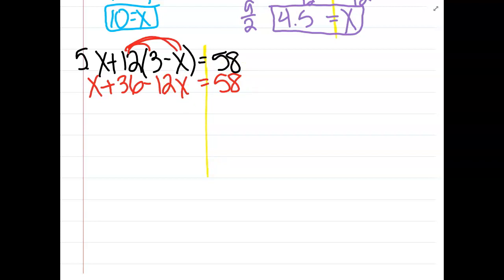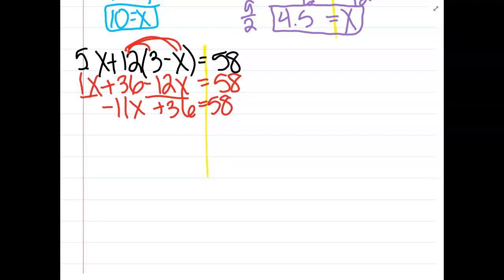Okay, after we distribute, just get in the habit. Anytime you distribute, the next thing you should check is, is there anything that I can combine together? Yeah, I've got this x and the negative 12x. Now guys, remember, they're on the same side already, right? So you're just going to combine them together. If it helps, you can think about that x as a 1x. So you take 1x and a negative 12x, you get negative 11x, and then the plus 36 equals 58.